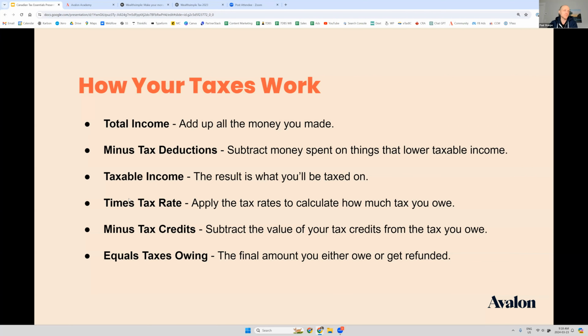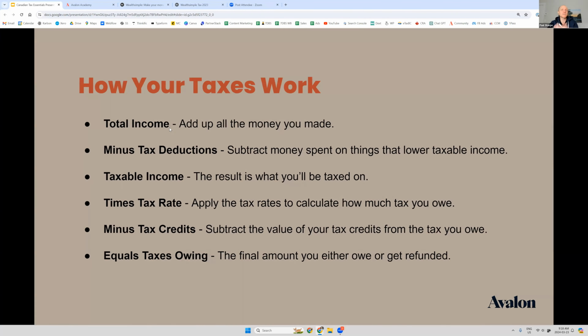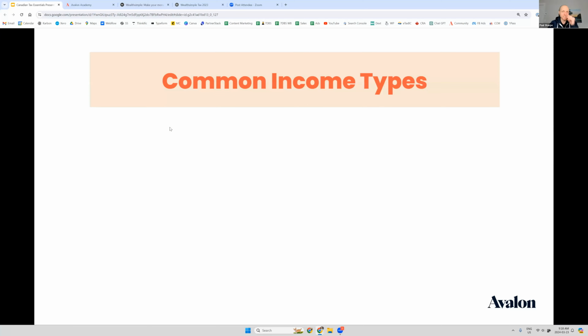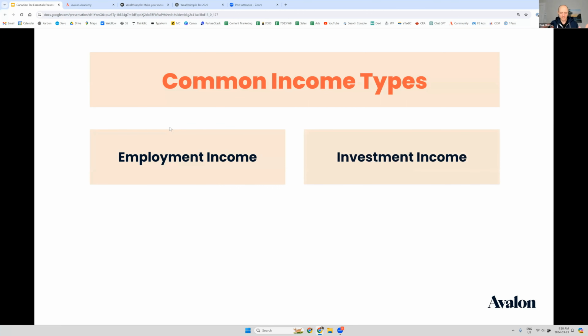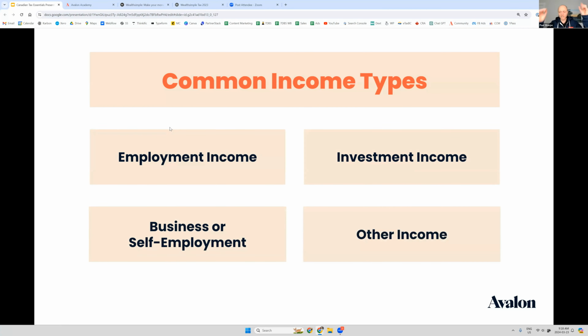Again, we've talked about tax rates. We're going to talk about different types of income. And these are just some common ones that you see a lot, and they are taxed differently a lot of the time. So employment income is pretty straightforward. I'll go over that. We'll talk about investment income and some common types of investment income and how they're taxed. Business or self-employment income and how that's taxed. And then there's other, this bucket full of all kinds of different types of income. So I'll touch on those as well.